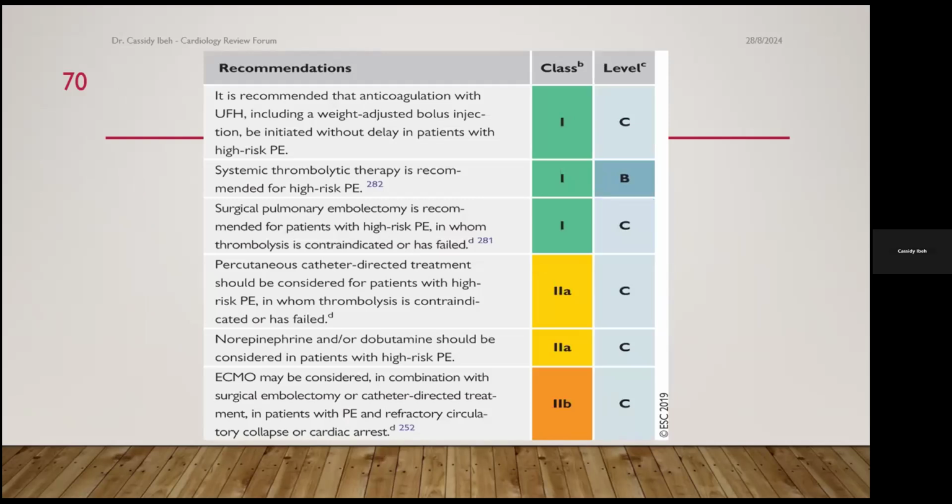Now, it is recommended that anticoagulation with unfractionated heparin, including weight-adjusted bolus injection, be initiated without delay in patients with high risk PE. Then systemic thrombolytic therapy is recommended for high risk pulmonary embolism. It is also a class 1 indicator. Then surgical pulmonary embolectomy is recommended for patients with high risk pulmonary embolism in whom thrombolysis is contraindicated or has failed. Now, the use of ECMO is a class 2B, okay, which may be considered in combination with surgical embolectomy or catheter-directed treatment in patients with pulmonary embolism and refractory circulatory collapse, or in case of cardiac arrest.